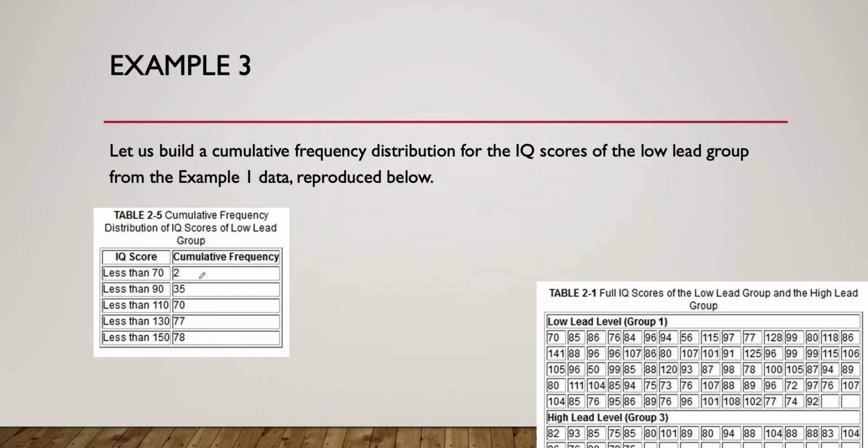So, for example 3 here, if we wanted a cumulative frequency distribution for the IQ scores of that low lead level group, we would have, as we have on here, less than 70, less than 90, less than 110, 130, or 150, and each of these then would be the sum of the ones below it plus the one in that specific bin, which is why this cumulative frequency looks as such.